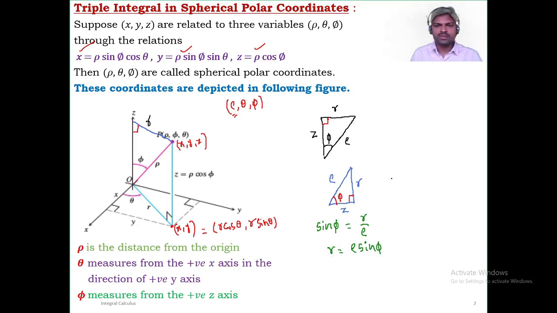Next one. Okay, so if r is equal to rho sin phi, what about x and y? x is equal to r cos theta, y is equal to r sin theta. So instead of r, you substitute rho sin phi. So what will you get? Since x is equal to r cos theta, r we are replacing in terms of rho and phi. So x is equal to rho sin phi cos theta.